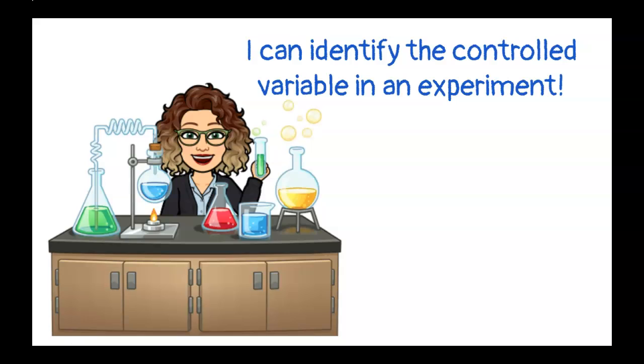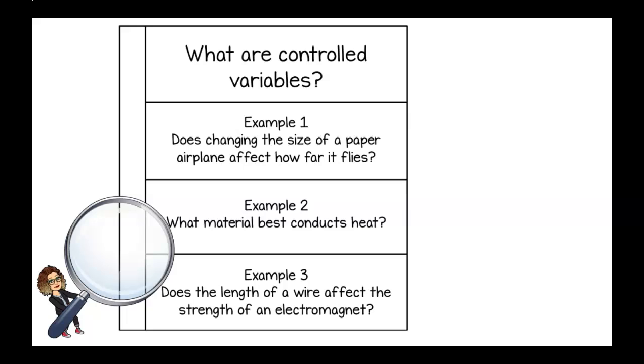Now we're ready to identify the controlled variable in an experiment. And we're going to use the same 3 examples as we did for the independent and the dependent variable. So what are the controlled variables? Okay, so what are we controlling here? All right, so we're going to look at the same 3. So let's figure out what is controlled.